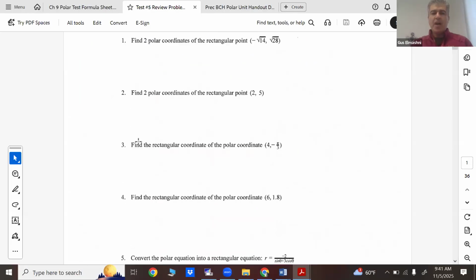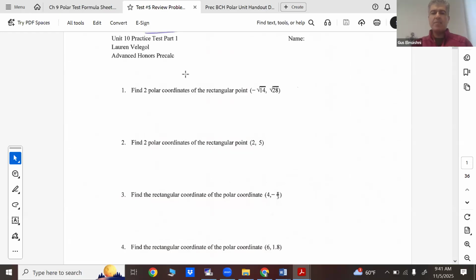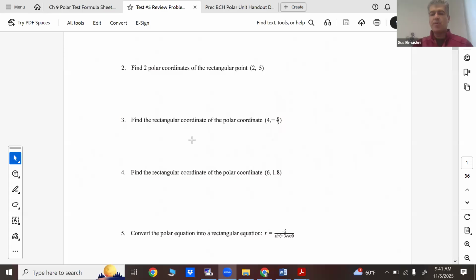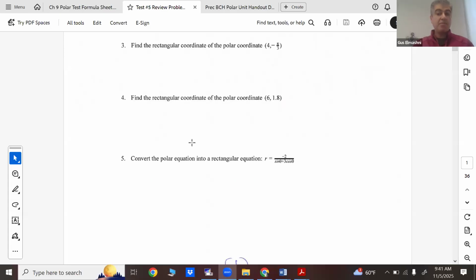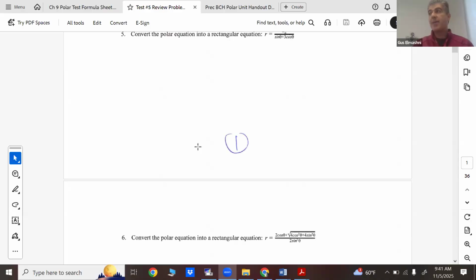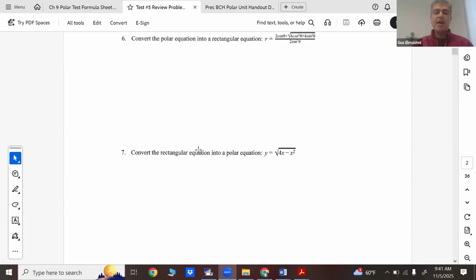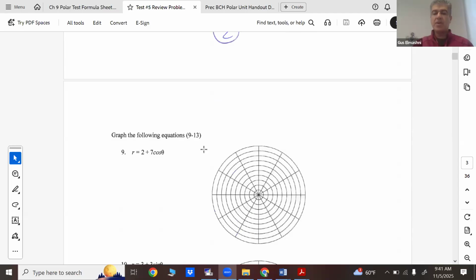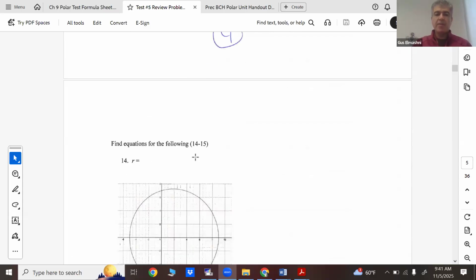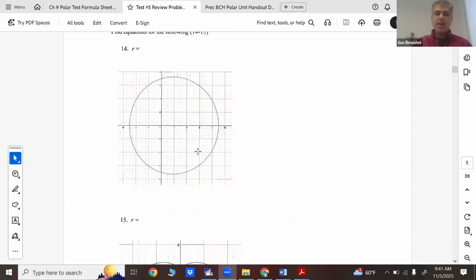This packet here, some of the stuff is kind of too easy. Like I'm not gonna ask you a question like number 1, 2, 3, 4, but I could ask something like number 5. That's too easy. It's good practice though. But you have a bunch of converting equations here, which is good. Graphing. If you want to practice graphing, I think that's good. These are good questions.